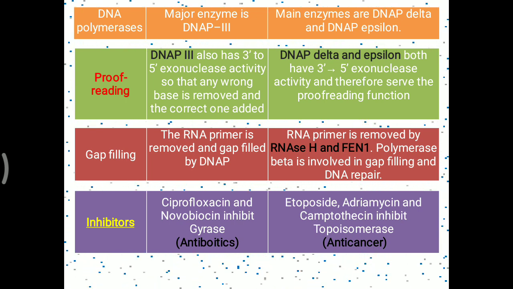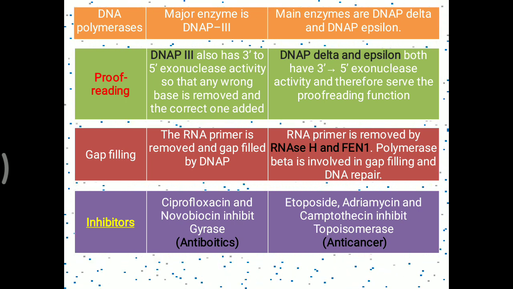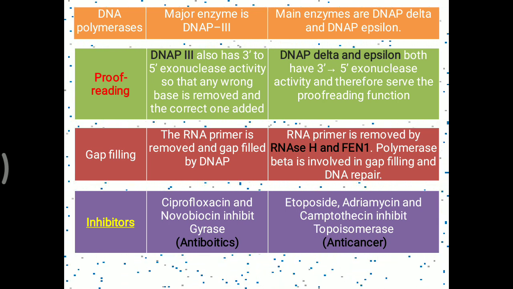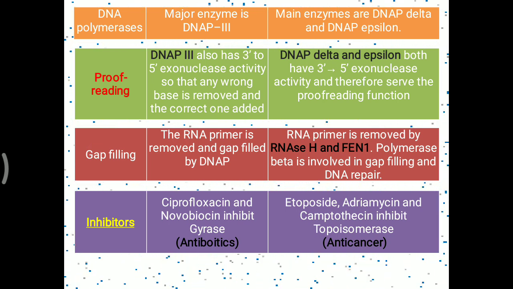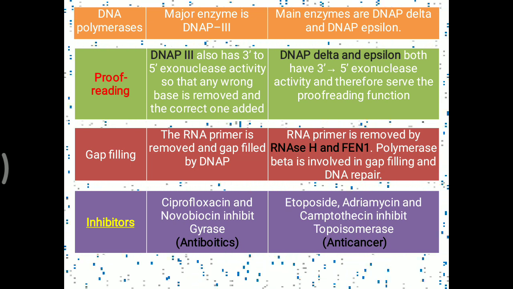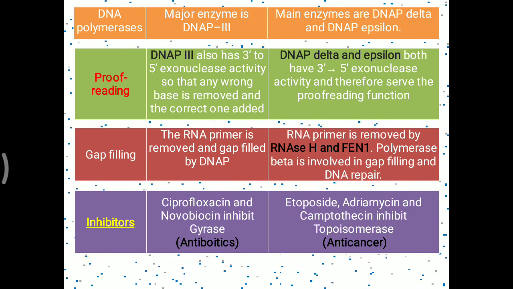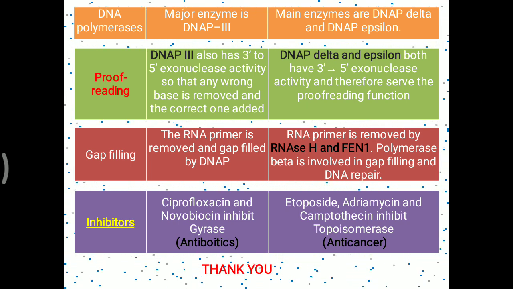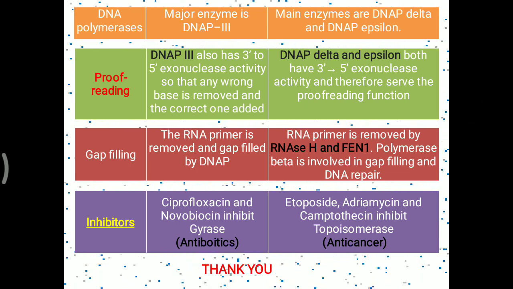So that is the main difference. If we are able to inhibit prokaryotic DNA replication, that molecule can work as an antibiotic, and any molecule that inhibits eukaryotic DNA replication can work as an anti-cancer agent. So that's all about the difference between prokaryotic and eukaryotic DNA replication.